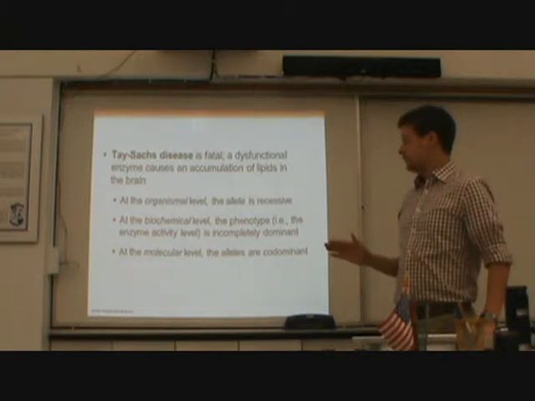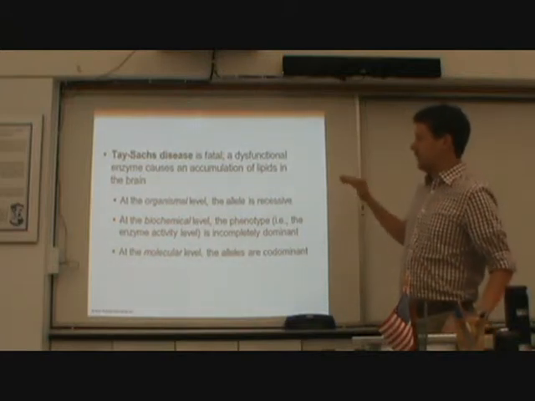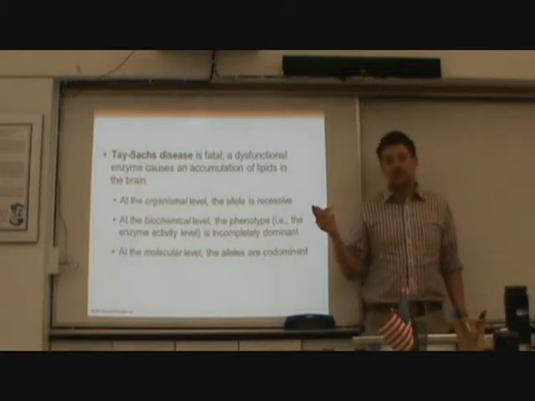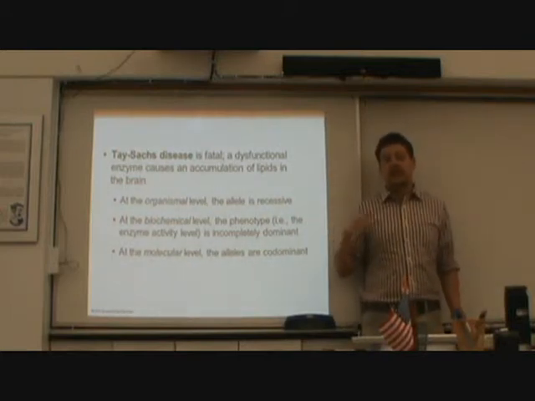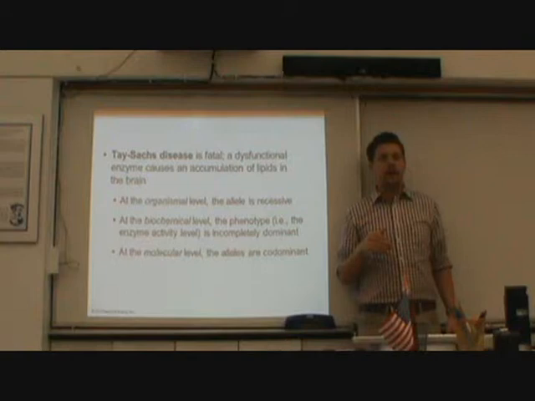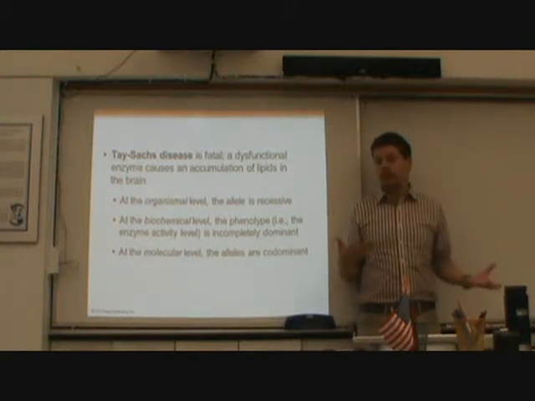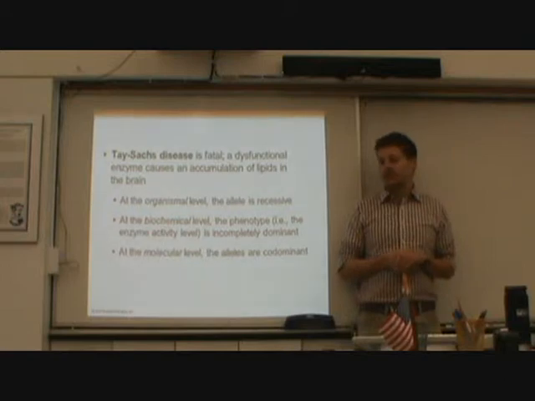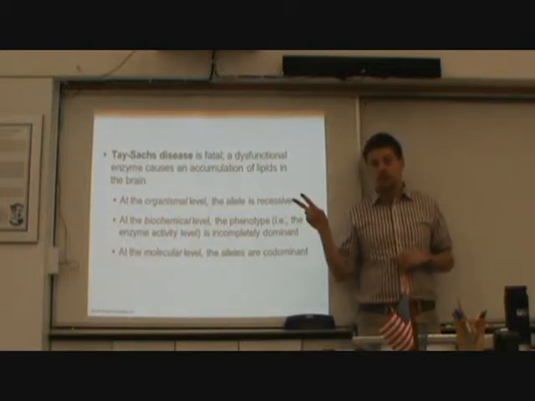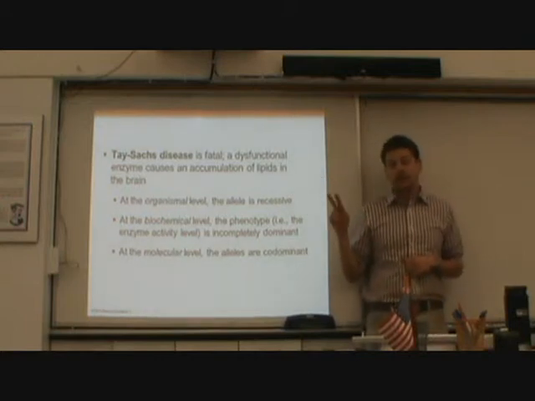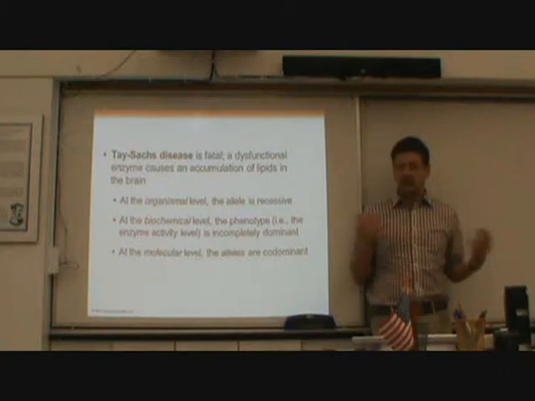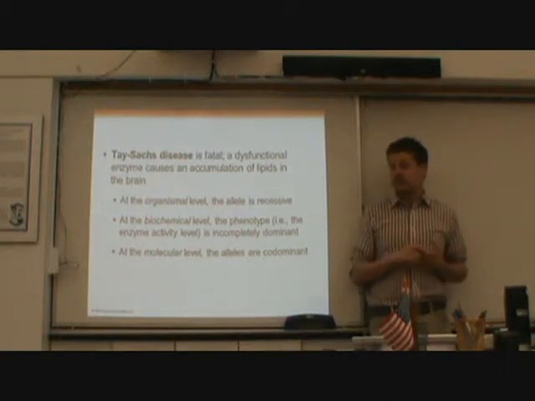But if you look at the organismal level, the allele is recessive. So that means that at the organismal level, when you're looking at just whether or not an organism has the disease, you'll say, oh, well, that's going to be a recessive allele because you have to have 2 of that allele in order to have the disease. If you're heterozygous, you will not have the disease. You have to be homozygous recessive.